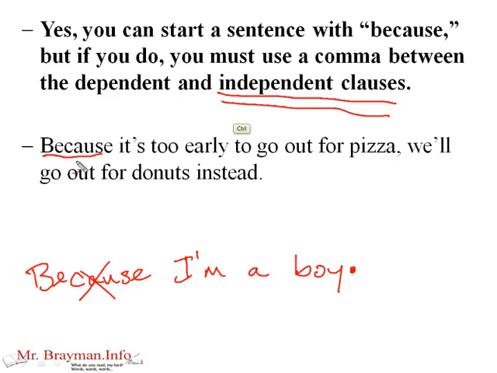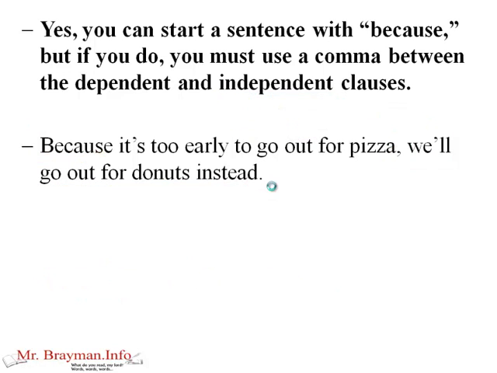Right? Because here's our subordinating conjunction that sets up a dependent clause. Here it is. I've got the comma. Oh, please, Lord, let them put the comma in. And then we have an independent clause. We'll go out for donuts instead. Could stand on its own. Okay? So, yes, by all means, start sentences with because all day long. Please, please, please give me the comma and then the independent clause. Or else you're writing like a 3rd grader.